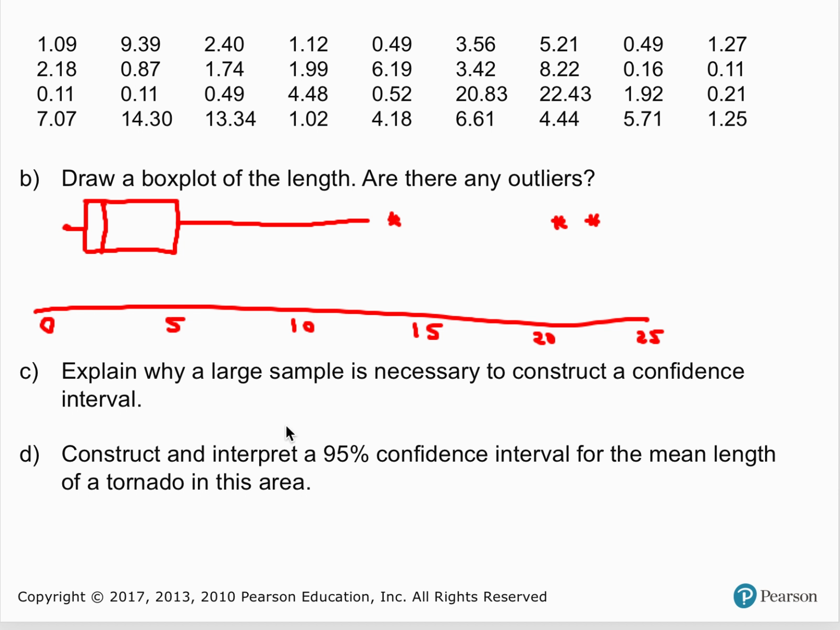Okay, explain why a large sample is necessary to construct a confidence interval. Okay, because of outliers and skewed data, right? Then you have to have a large sample size to make it approximately normal. Okay, now it says construct and interpret a 95% confidence interval for the mean length of a tornado in this area. All right, and we've already got all that entered in our list 1.